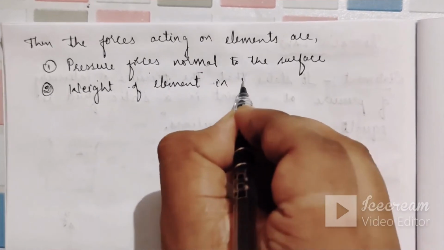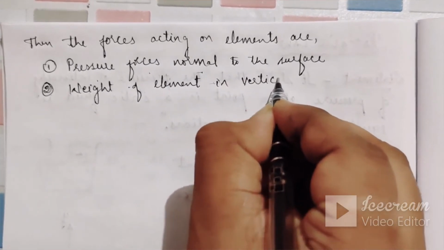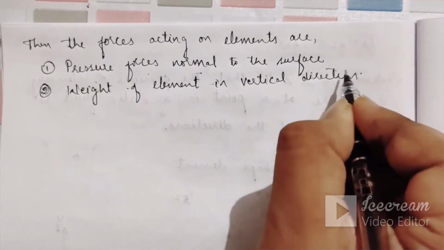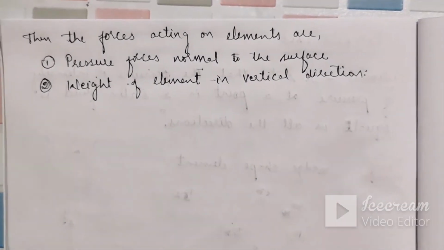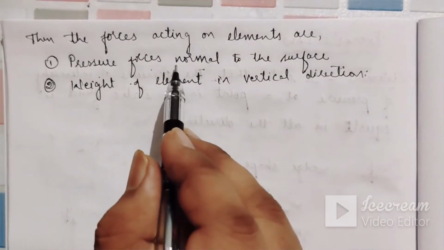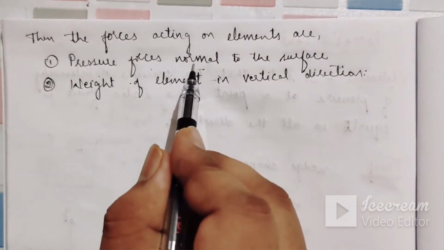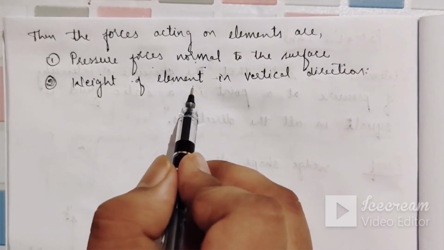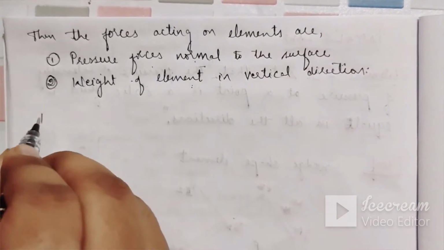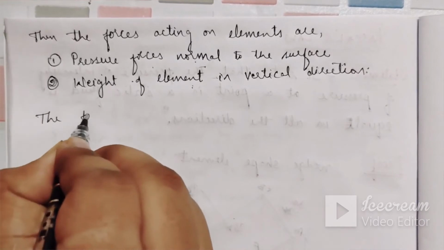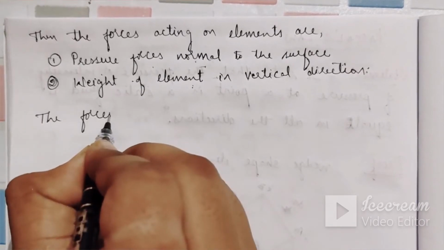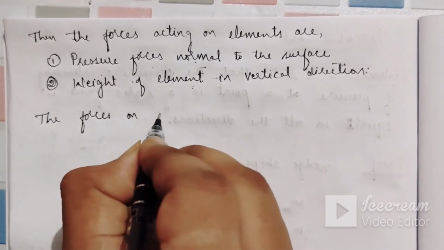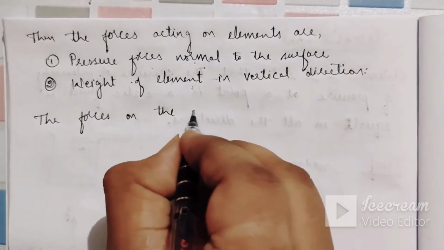So vertical direction. On every element which we took, two forces will be acting. One force is the pressure forces normal to the surface, and another is the weight of the element in the vertical direction. So now I will write the forces. The forces on the faces are.